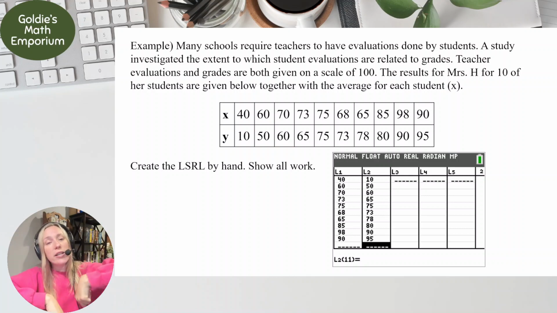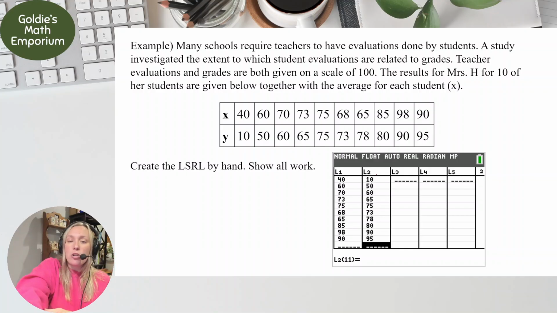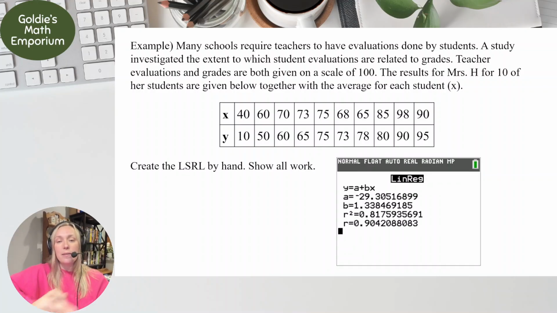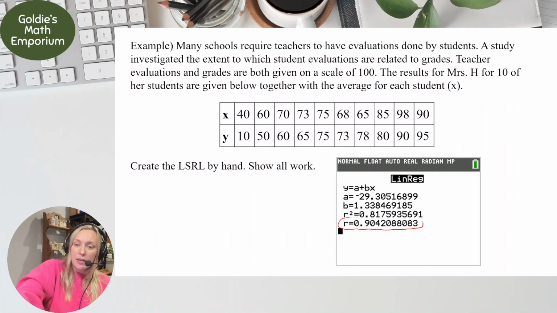So L1 is going to go all the x's, and L2 is going to go all the y's. Again, make sure that they are paired up. That's very important, okay? Next, we're going to find the correlation first. I'm going to go to linreg. I'm going to go to L1 and L2 as my x list, y list, and I'm going to pop up my correlation. My correlation is going to be right here, R.